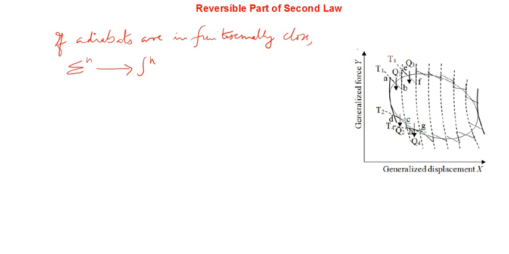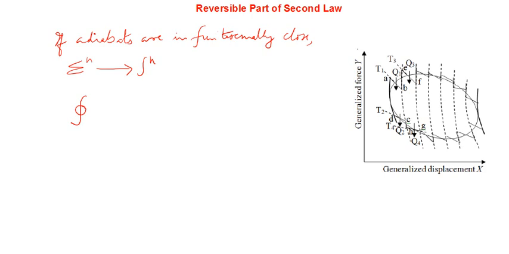Now, what will be the previous equation? Instead of summation, I'll be writing integration, right? And the process is cyclic, so I should put a circle over this integral. The circle denotes cyclic. And earlier it was Qj by Tj.